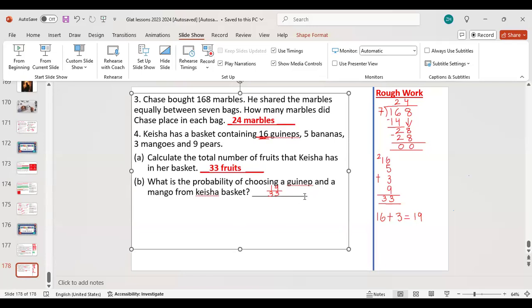Very good. Wyatt, do you understand how we got 19 over 33? Yes, sir. How did we get that? You add 16 grapes plus 3 mangoes, and you get 19. Very good. And for the denominator, you add all together to get 33 on the bottom. Very good. So it's gonna be 19 over 33.